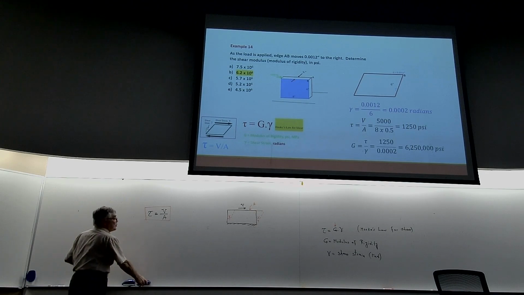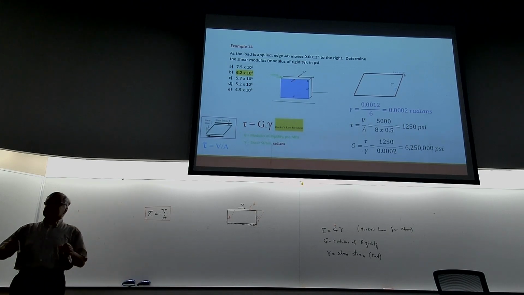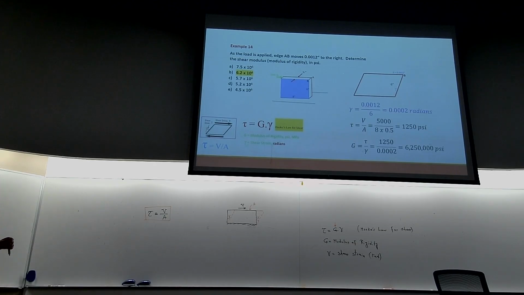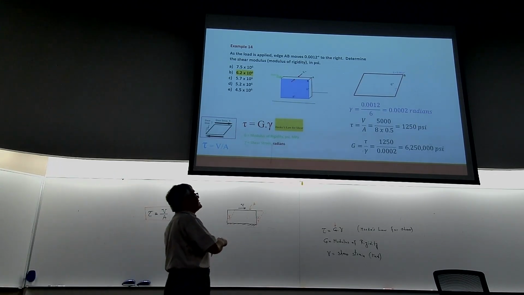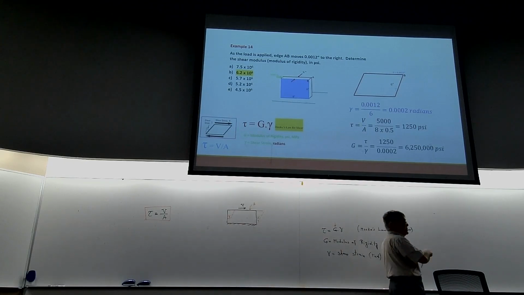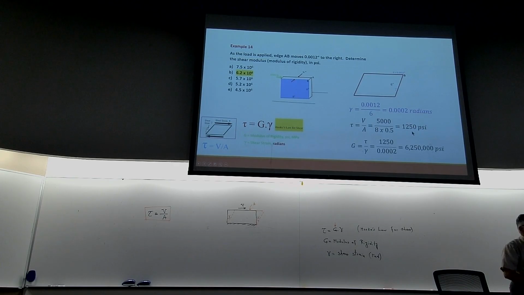That means we take the force of 5,000 psi divided by the area at the top, which is 8 by 0.5. And we get the shear stress shown here. 5,000 pounds for the force, and the area is for this surface, which is 8 by 1/2. So the shear stress is 1,250 psi.